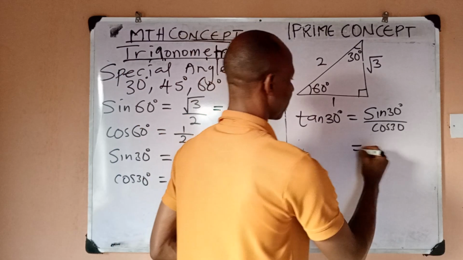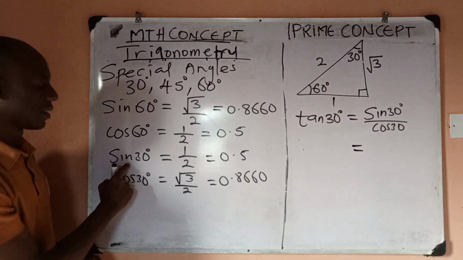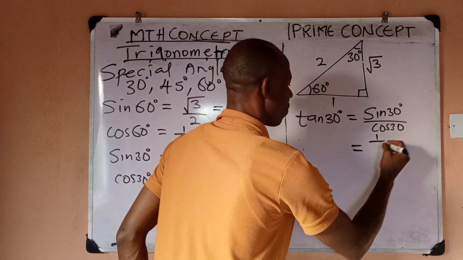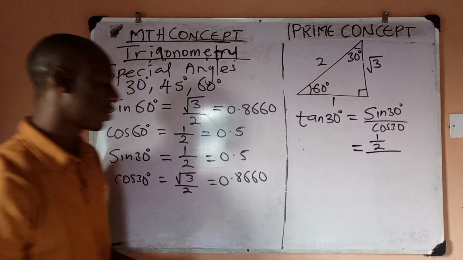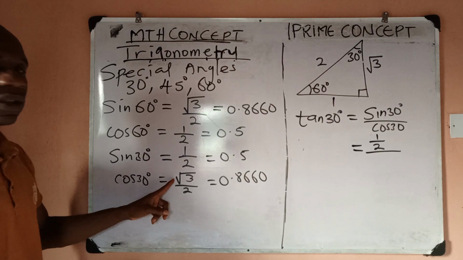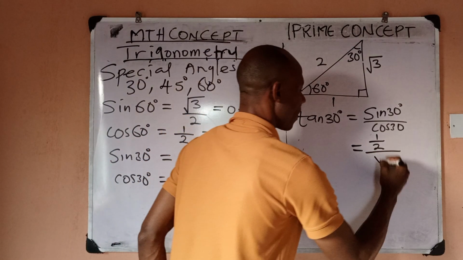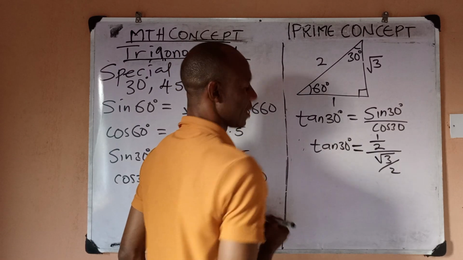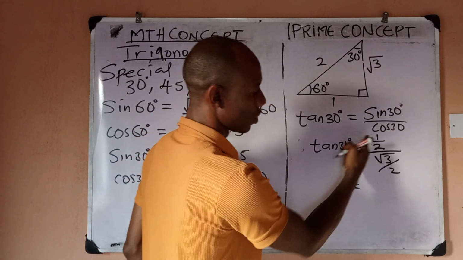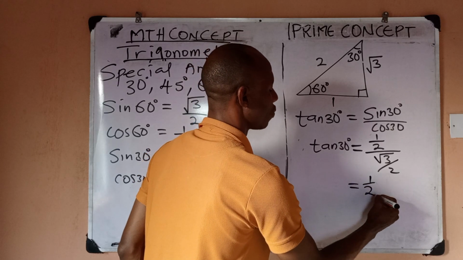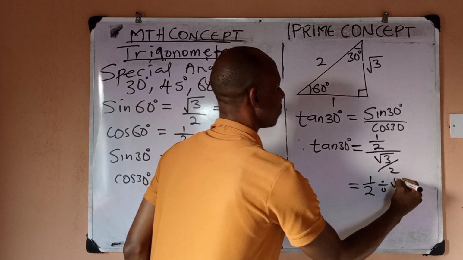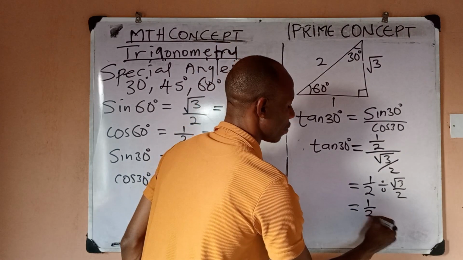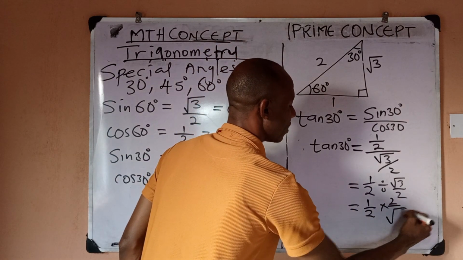So if that is the case, what did we get as sine 30? We got sine 30 to be 1 over 2. So I'll write it 1 over 2 divided by cos 30. We got cos 30 as root 3 over 2. Remember, this is tan 30 we're trying to find. So what am I going to do? I'm going to simply know that 1 over 2 divided by root 3 over 2 can still be written as 1 over 2 times 2 over root 3.